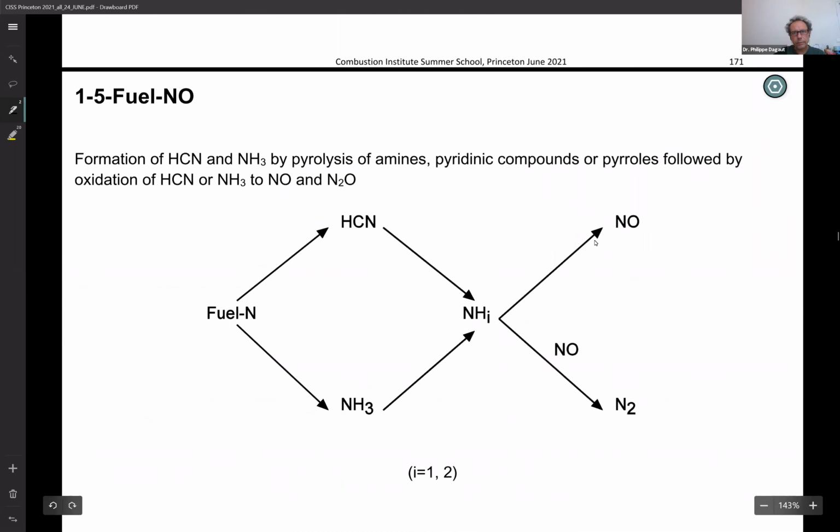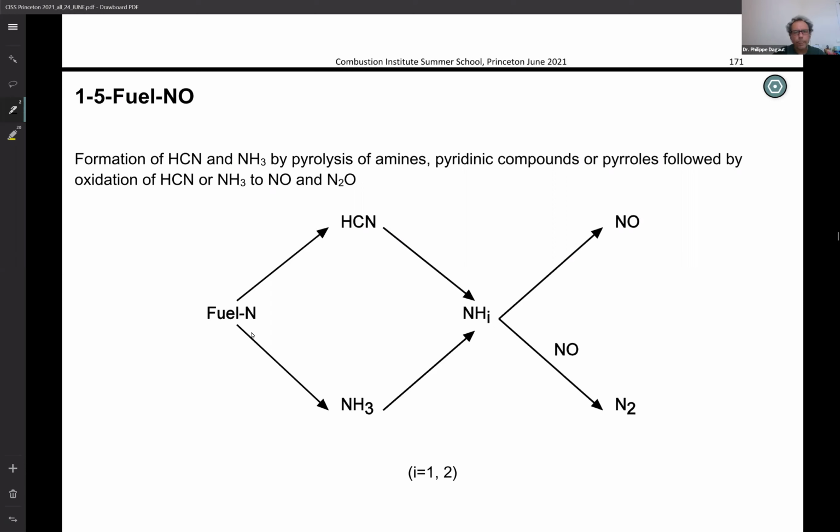And now this is a peculiar mechanism for fuels which contain nitrogen. It can be the case for coal, for example, or heavy fuels.